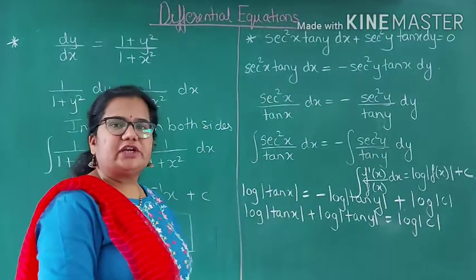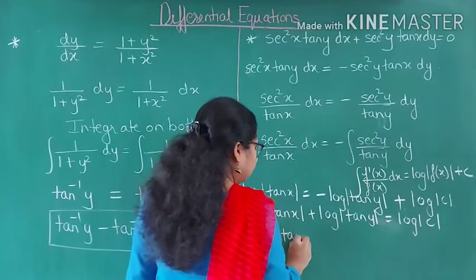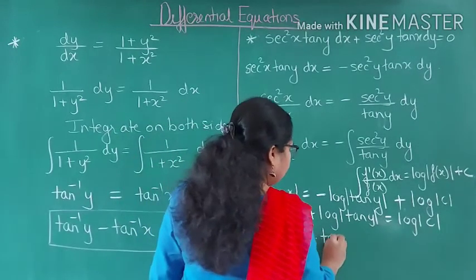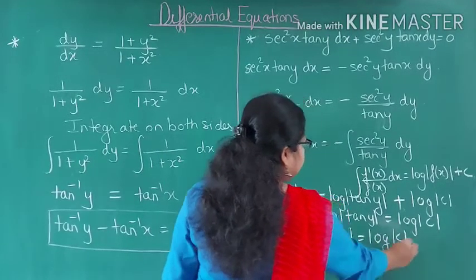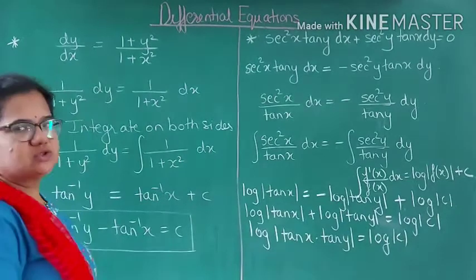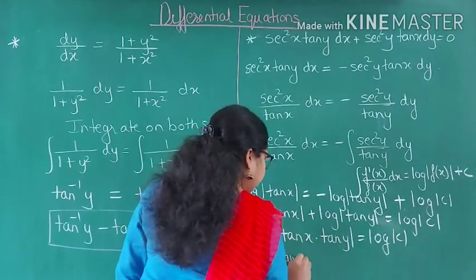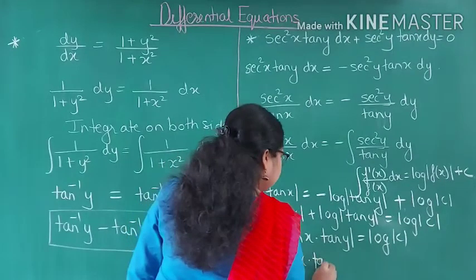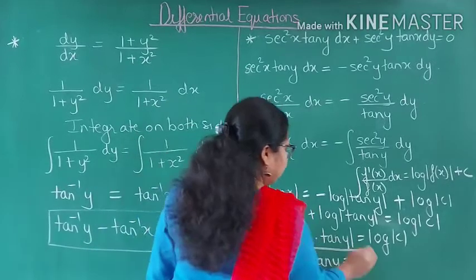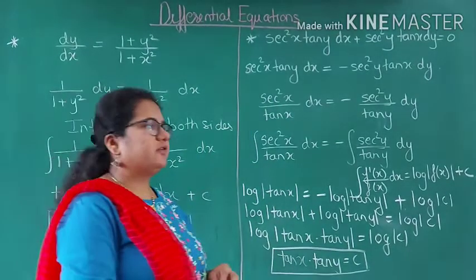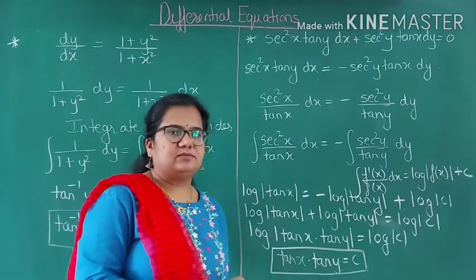Addition sign means here we can use the law of product. So what will it become? Log of tan x into tan y is equal to log c. So when you compare both sides, what is the solution of the differential equation? It is tan x into tan y is equal to c. So this becomes the solution of your given differential equation. Tan x into tan y is equal to c.